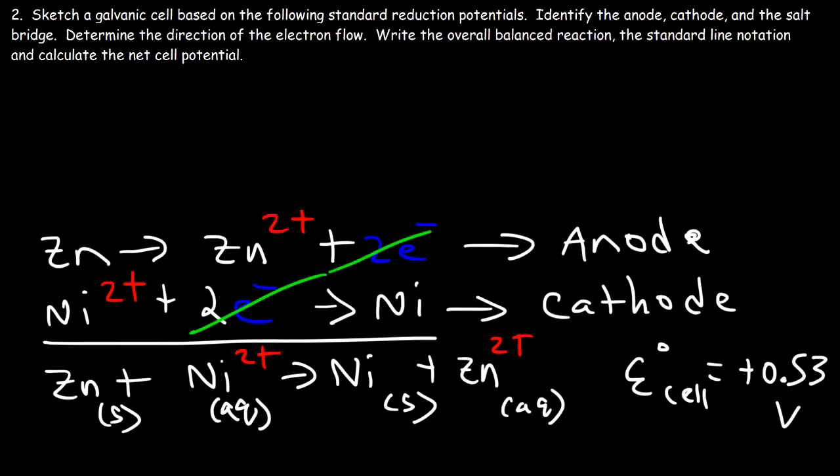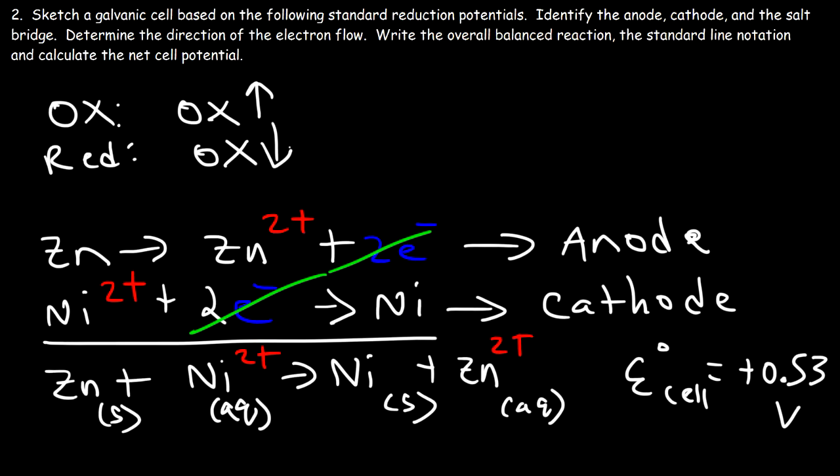Oxidation always occurs at the anode. Reduction always occurs at the cathode. So if we look at zinc, it's losing electrons. Oxidation is associated with a loss of electrons. The nickel 2 plus ion is gaining electrons, and so that's associated with reduction. Now, oxidation is also associated with an increase in oxidation state. Reduction is associated with a decrease in oxidation state.